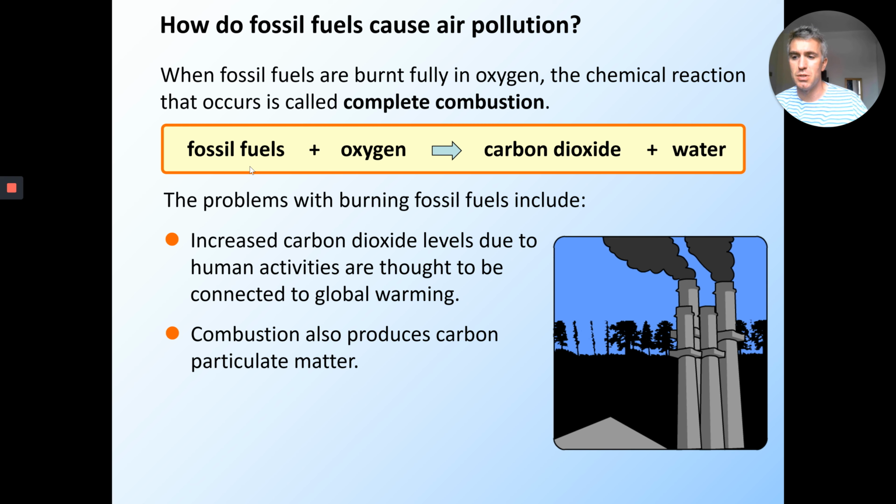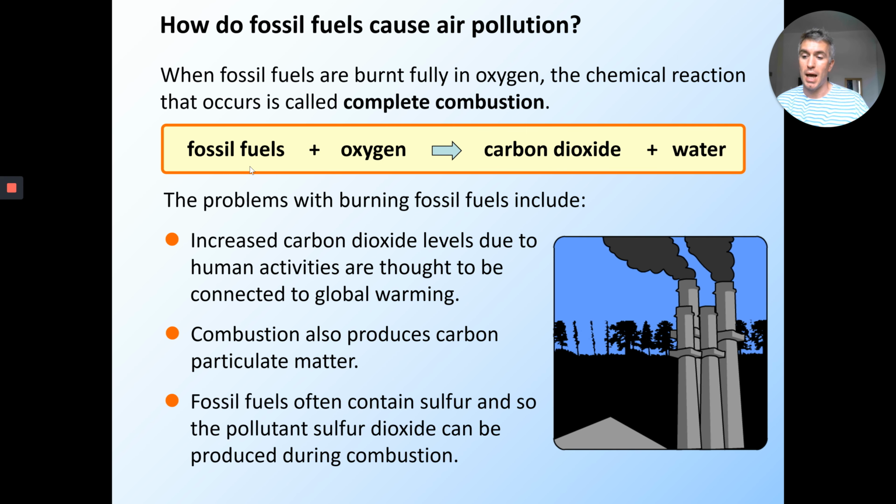Obviously, we talked about issues. Problems with burning fossil fuels include increased carbon dioxide levels due to human activities. These are causing global warming. Obviously, combustion produces carbon, particulate matter, and the fuels often contain sulfur dioxide.